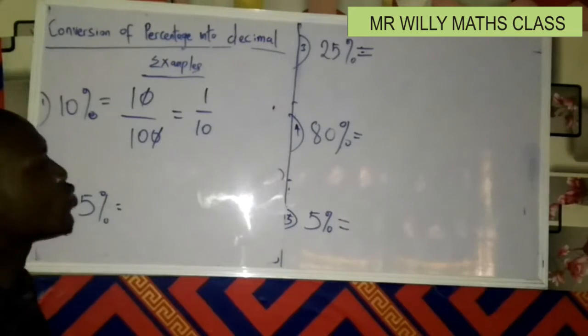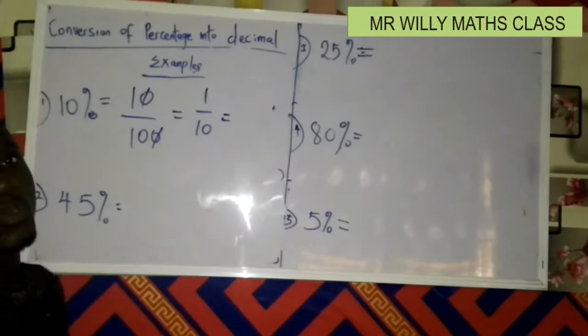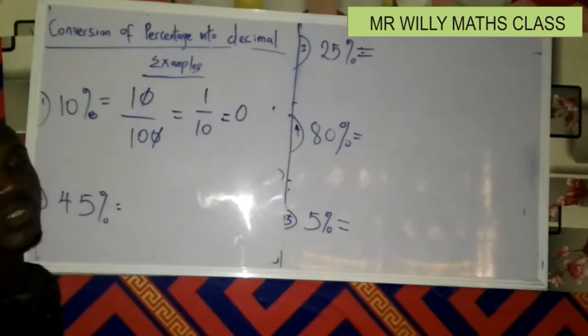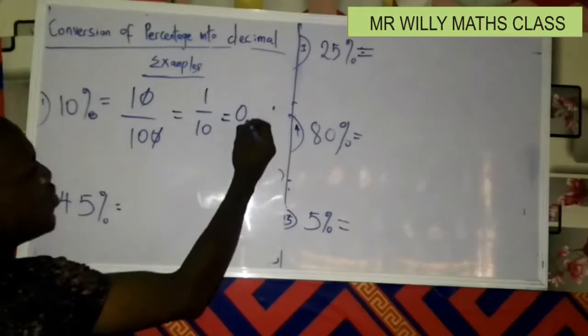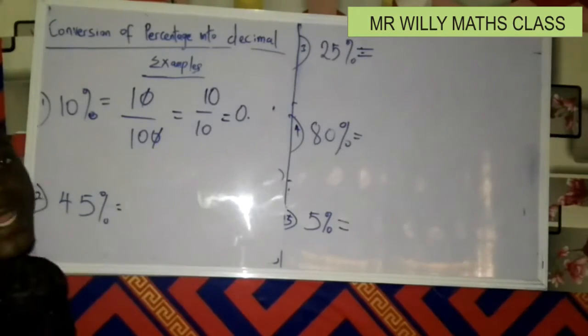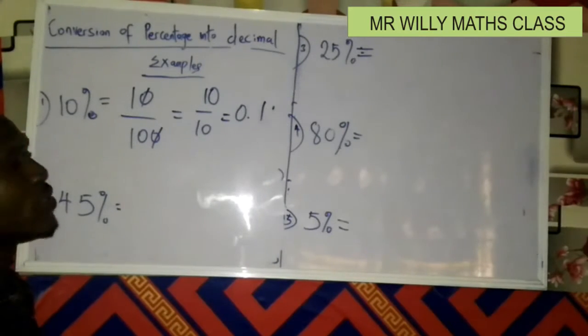Now, you can change this 1 over 10 by using the 10 to divide 1. 10 into 1 is not possible because 10 is bigger than 1, so you write your 0. After writing your 0, you put your decimal point and you add 0 to the 1, so it turns to 10. 10 into 10 is 1. So 10% is 0.1.